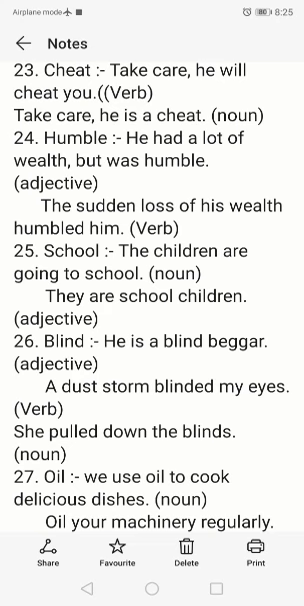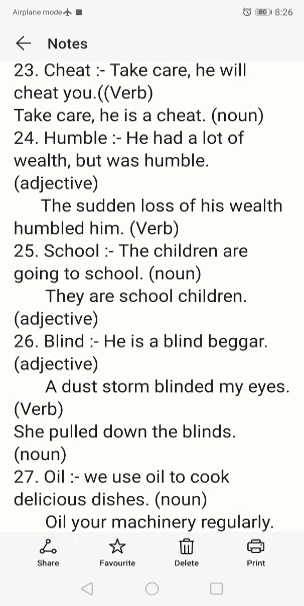In the same way, blind also can be used as a verb and a noun. A dust storm blinded my eyes. Here blinded my eyes means unable to see. Because of the dust storm, I am unable to see anything. So here blinded is used as a verb.